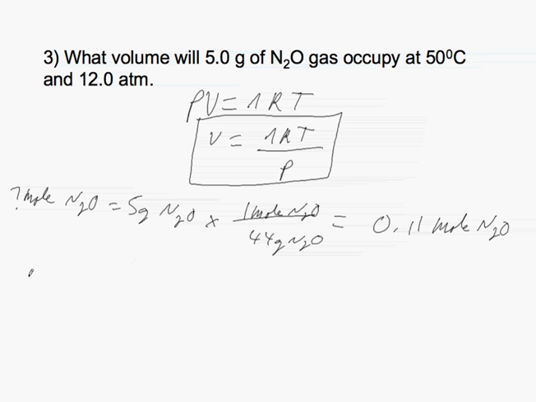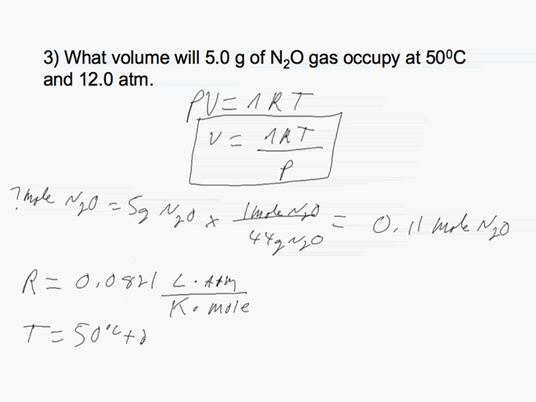We know what our ideal gas law constant equals, so it's equal to 0.0821 liters times atmospheres divided by Kelvin per mole. So that's what the ideal gas constant is in this unit. We know what our temperature is. Our temperature is going to equal 50 degrees Celsius plus 273 Kelvin, which is going to give us 323 K. And we're told what our pressure is. Our pressure is equal to 12 atmospheres.